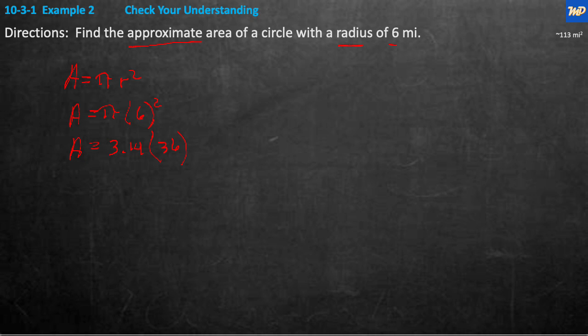And if we multiply this out, what do we get? I guess we're going to take our calculator and multiply this out. And when I do, I get approximately 113 miles square. Okay?